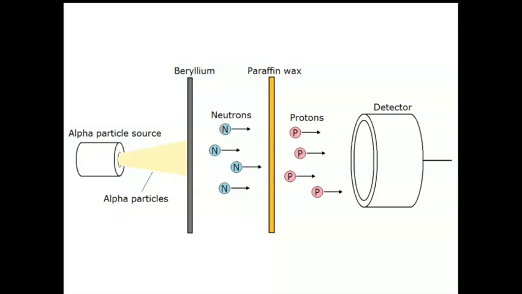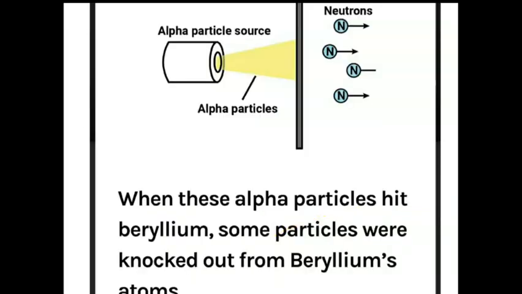So from there he defined neutrons as fundamental particles present in an atom which carries a mass of 1.675 into 10 raised to power minus 24 gram and no charge. This mass is slightly greater than the mass of a proton.